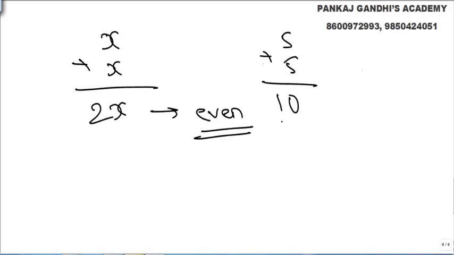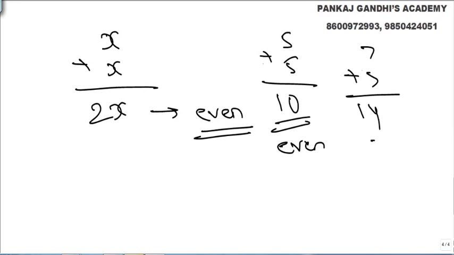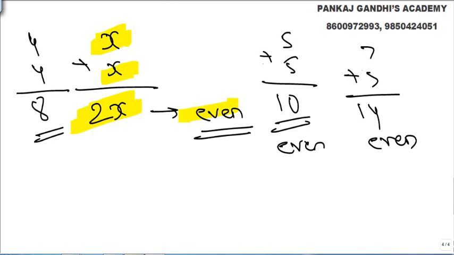5 plus 5, 10, even. 7 plus 7, 14, even. Why take only odd, even if we take 4 plus 4, 8, even. Same number plus same number is always even.